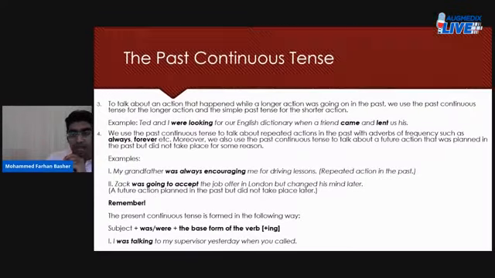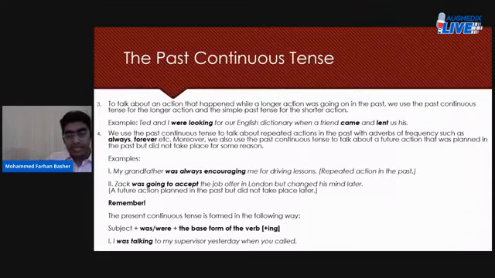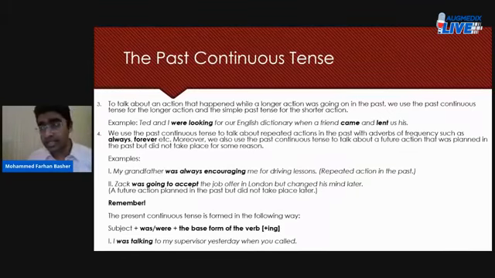Like in the example under rule number 3, Ted and I were looking for our English dictionary when a friend came and lent us his. Now here, were looking is clearly the past continuous tense, and came and lent are in the simple past tense. So Ted and I were looking for our English dictionary when a friend came and lent us his.